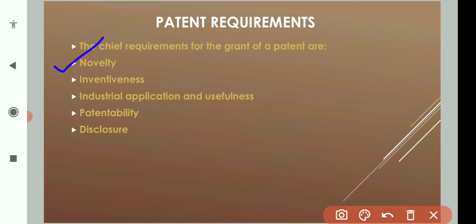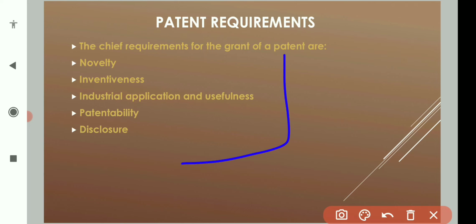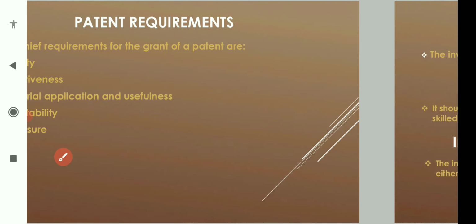The patent should show inventiveness, meaning some invention should be there. The patent should have industrial application and usefulness. It should have patentability and disclosure. So these are the requirements, and we will discuss these requirements one by one.